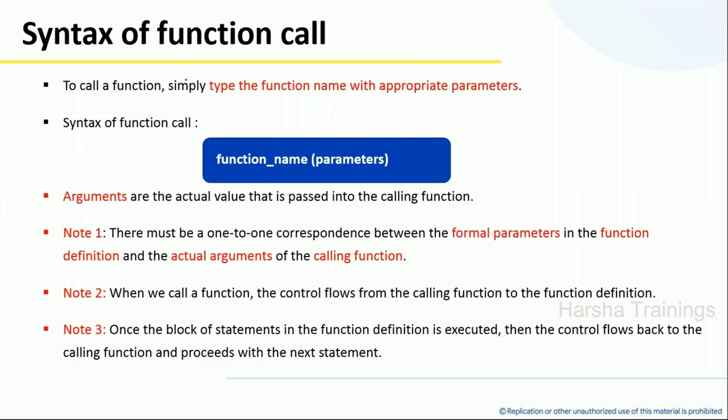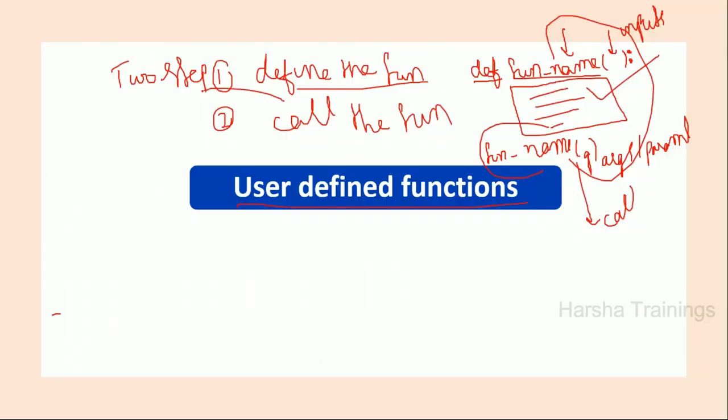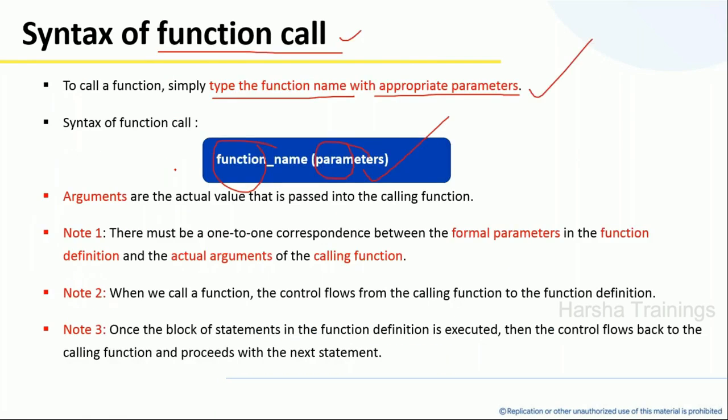Now, the second step is how to call the function. This can be called a function call. For that, simply type the function name and appropriate parameters. That's it. My job is done. There is no semicolon. Now, I want to discuss 2 to 3 important note points about functions. Whenever I call this function, what will happen? It will go to the function definition, execute all these statements, and come back to the next statement. I will discuss that now.